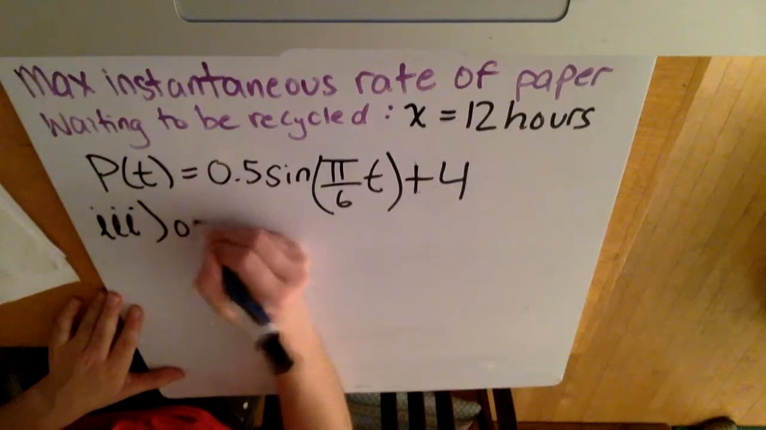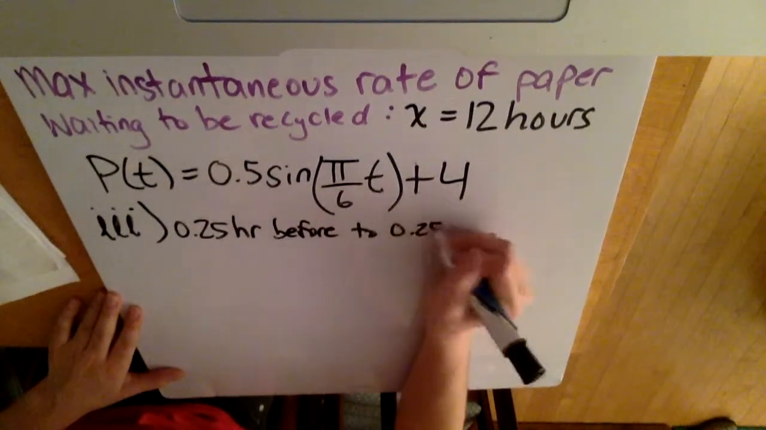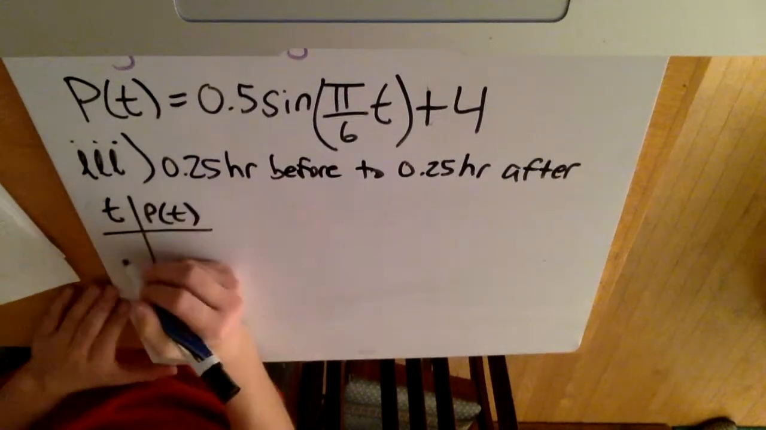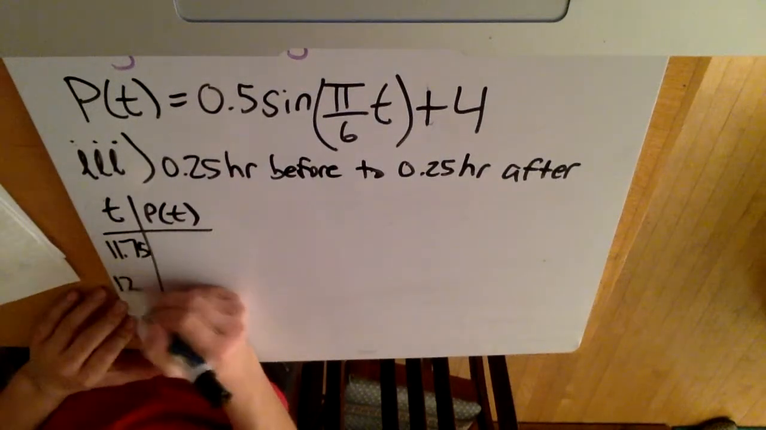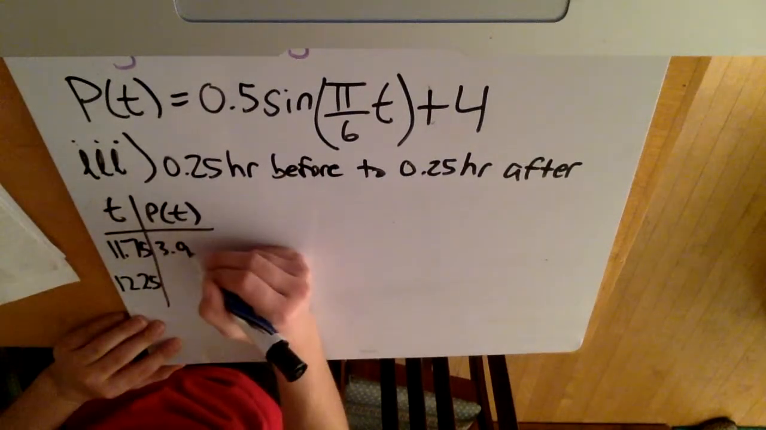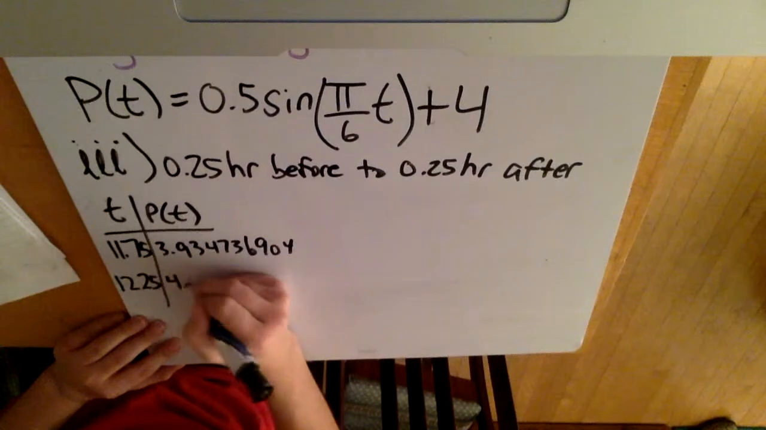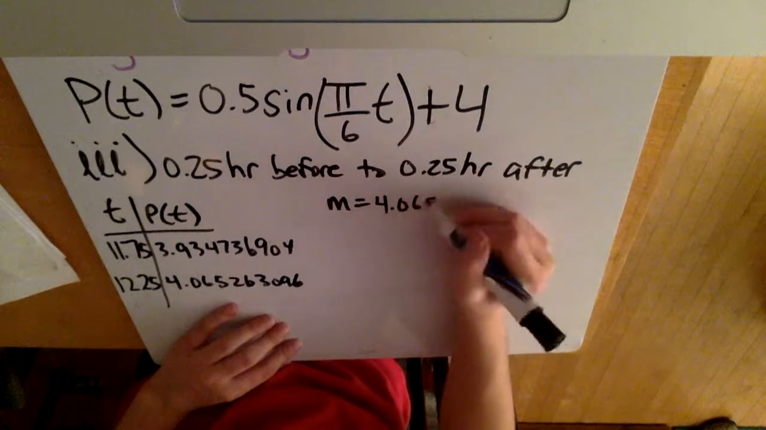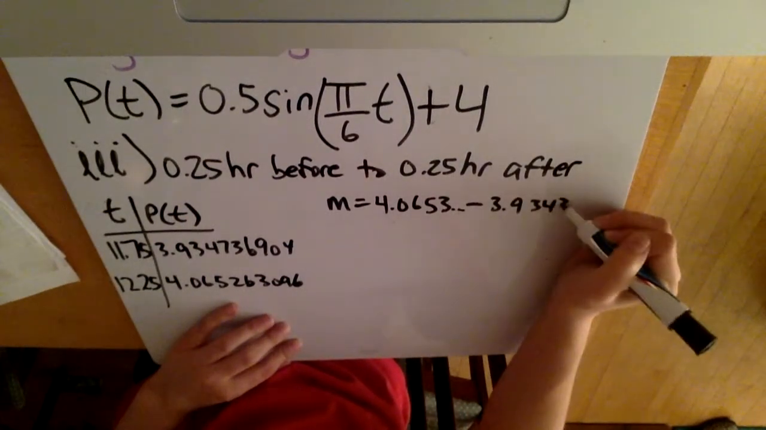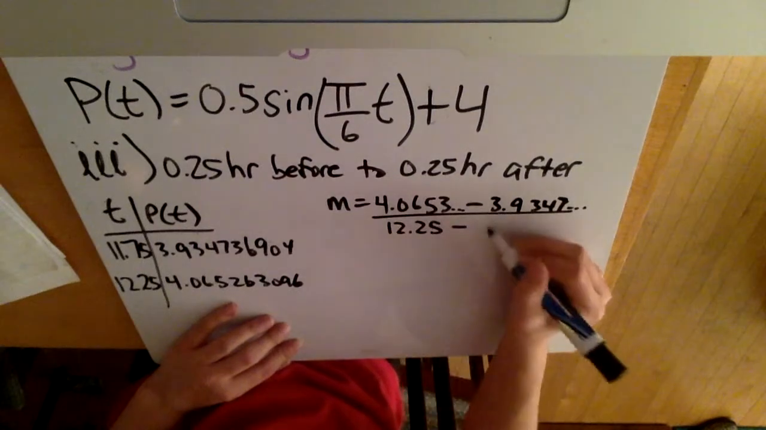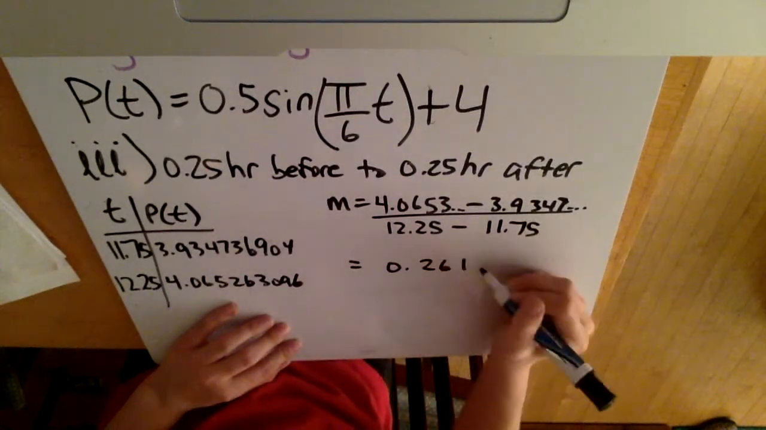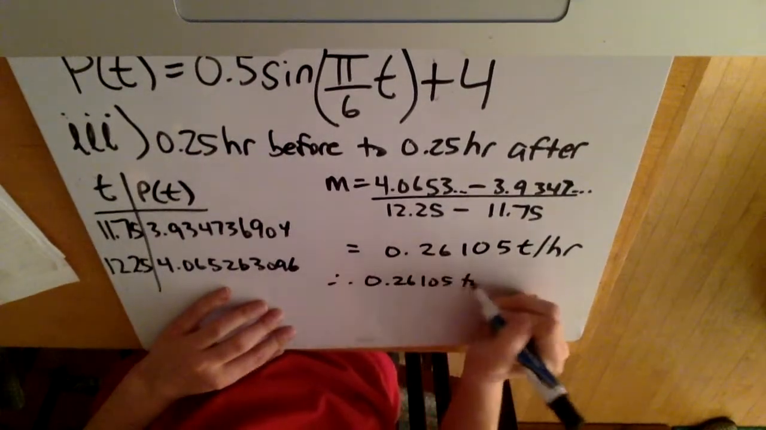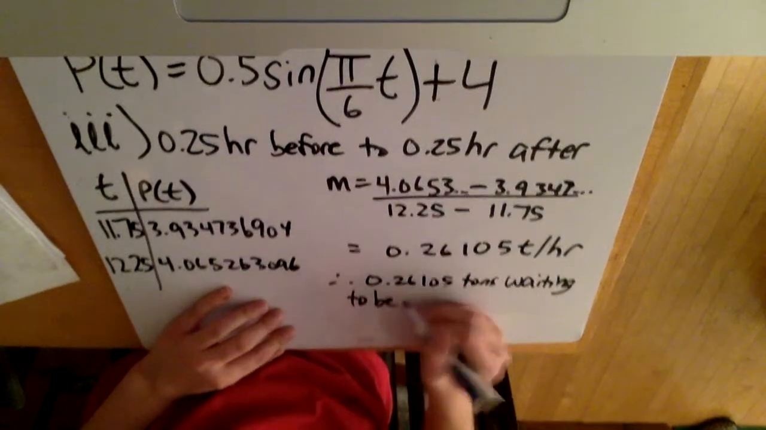Lastly, for part A is III, which states 0.25 hours before to 0.25 hours after the time when the instantaneous rate of change is at its maximum. So our t value is going to be 12 minus 0.25, which is 11.75, and 0.25 hours after is 12 plus 0.25, which is 12.25 hours. If you put those into your calculator for the t value and solve for pt, you'll get these values. Slope calculation, pt2 minus pt1 over t2 minus t1. Solve for that, and you will get 0.26105 tons per hour. Again, this means 0.2615 tons of paper are waiting to be recycled per hour.